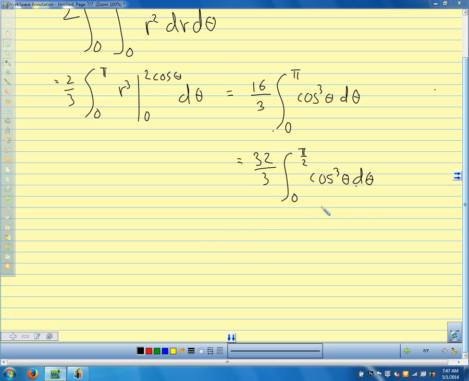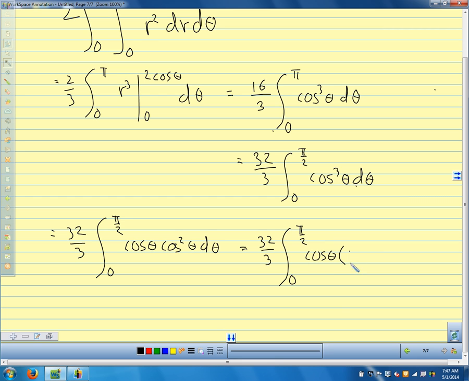U sub? What's our U? And what's our du? So Brady says cosine squared. So we're on the right track there. I'm going to go over here. There we go. So Jacob says we're going to separate this into a cosine times a cosine squared. So this is 32 thirds, integral from 0 to pi over 2 of cosine theta times cosine squared theta d theta. And then this cosine squared theta, I'm going to rewrite that as 32 thirds, integral from 0 to pi over 2 of cosine theta times 1 minus sine squared theta d theta.